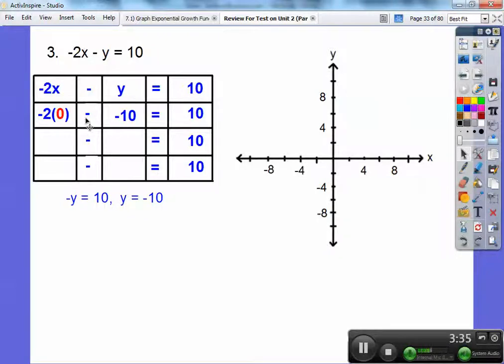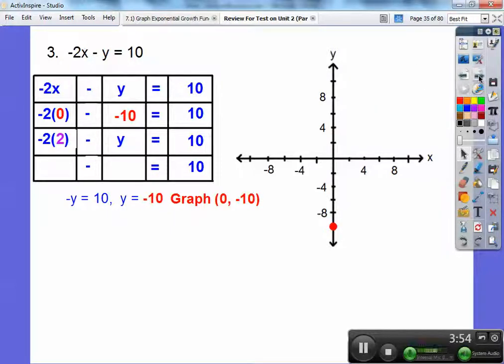Can you see a negative and a negative make this a positive? So here this is actually 10 equals 10. We'll graph 0, comma, negative 10 right there. 0, comma, negative 10 is to the right 0, down 10. 2, 4, 6, 8, 10. There it is right there. This one's a little bit harder right here.